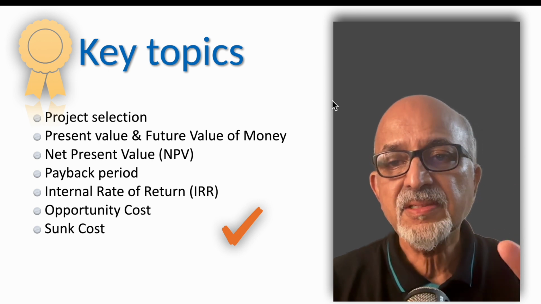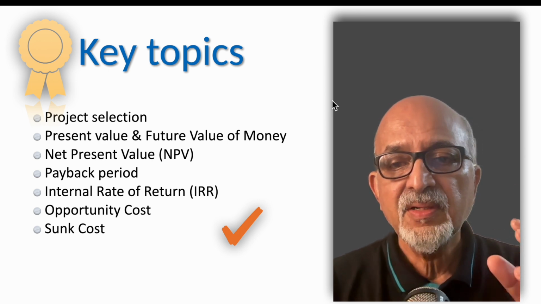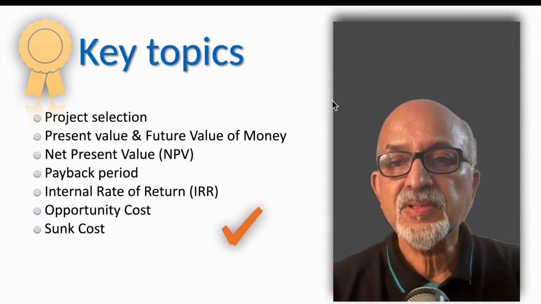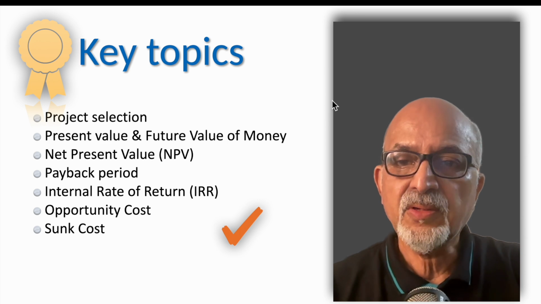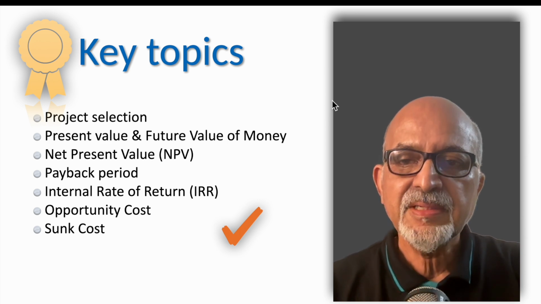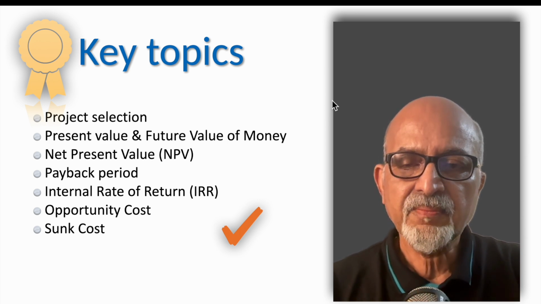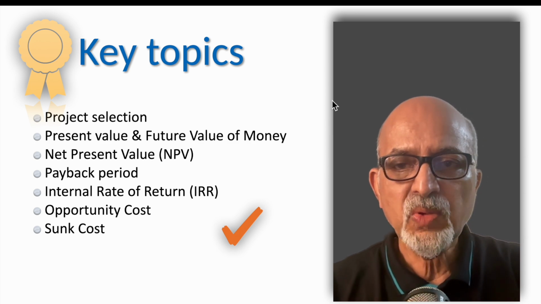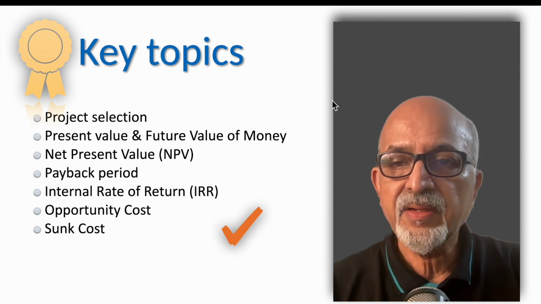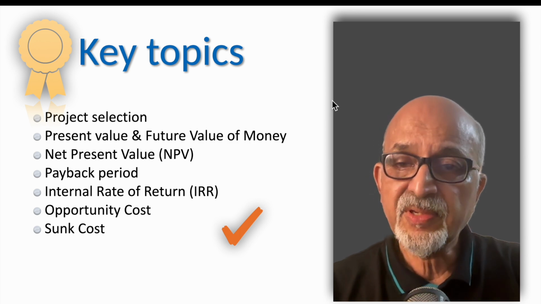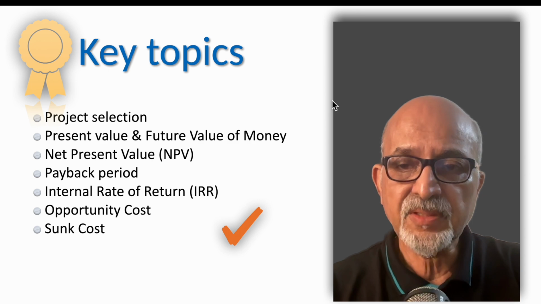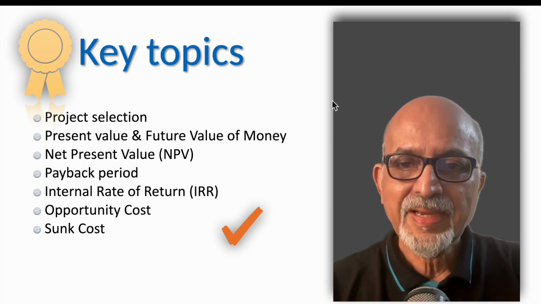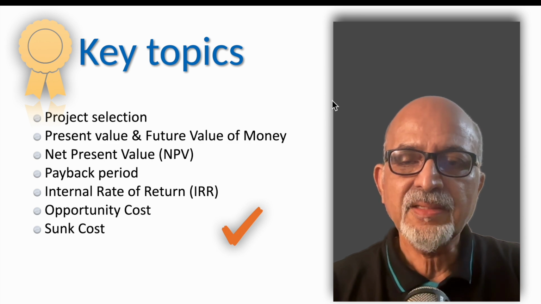The numerator is the present value of the sum of the net cash flows from the project, or the benefits from the project, divided by the initial investment. If it is more than 1, better. That means for every dollar invested in the project, or for every rupee invested in the project, we are getting more than the investment.